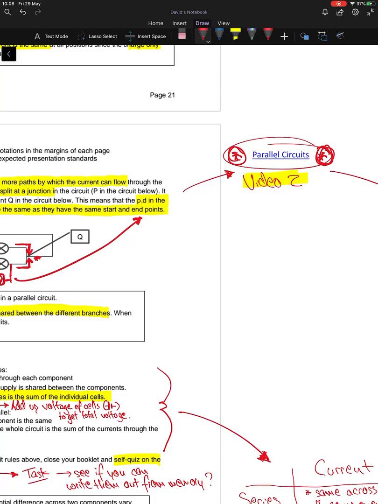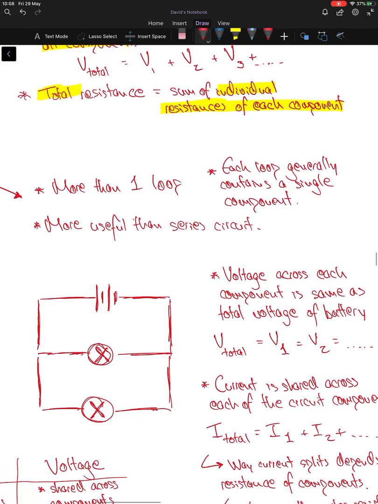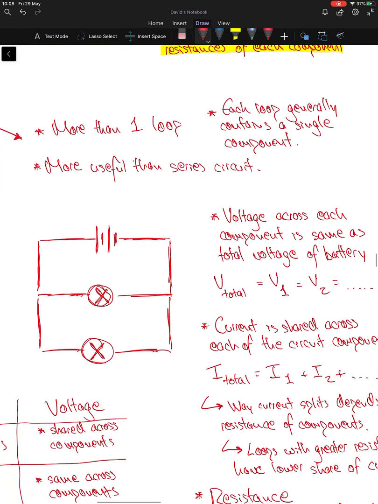Right, okay. You'll have unpaused the video. And if we just summarise some of those ideas about parallel circuits. So, thinking about it a little bit more in depth. Parallel circuits have got more than one loop. And each loop generally contains a single component. That's not always true, but generally. So for example, each loop here contains one bulb.